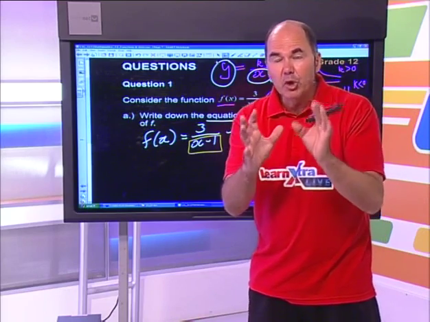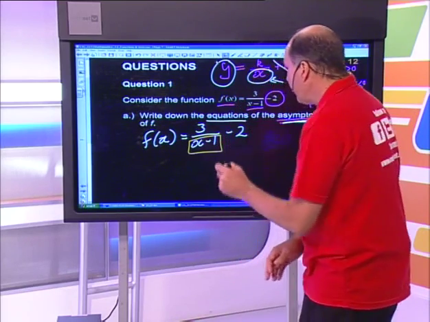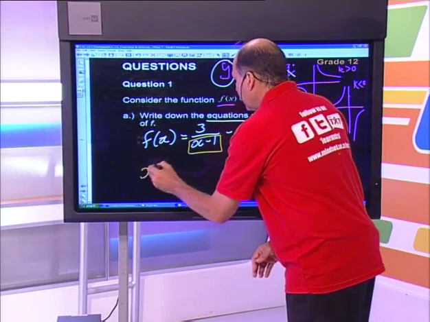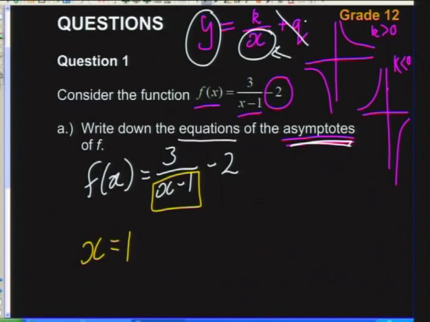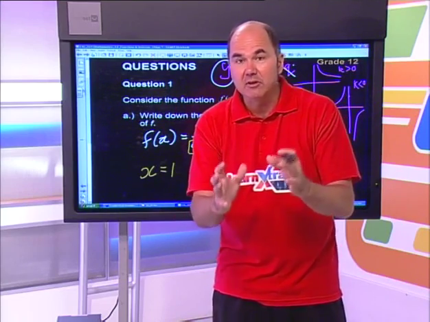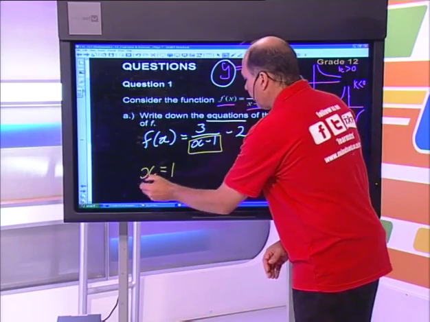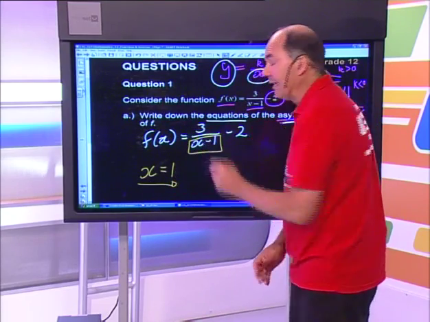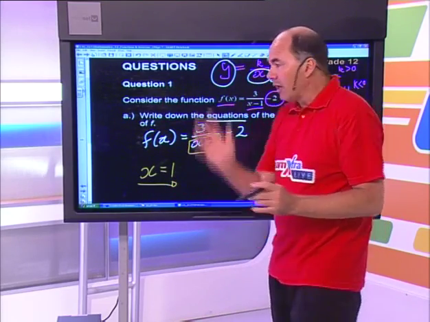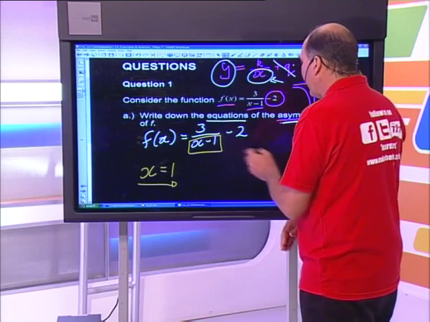So when would it equal 0? If x equals 1. Because 1 minus 1 would give you 0. Division by 0 is an unknown. It's not allowed. Okay? It provides the asymptote. So the first equation that we've got is x equals 1. That's an asymptote. Now, how else can we find the asymptote?